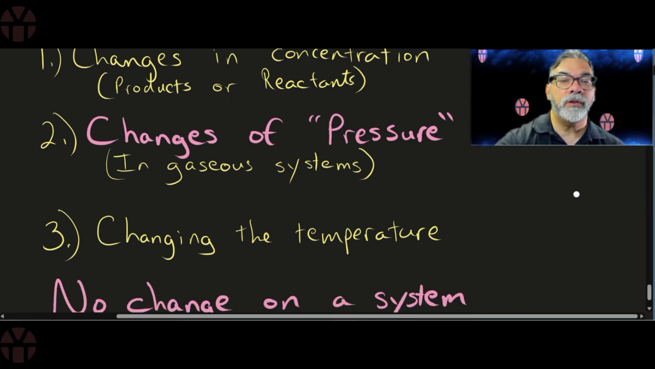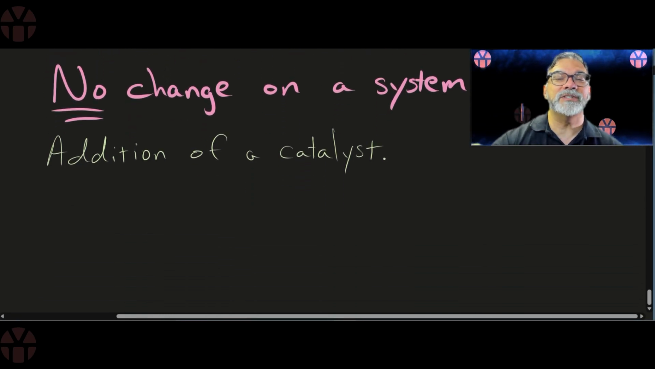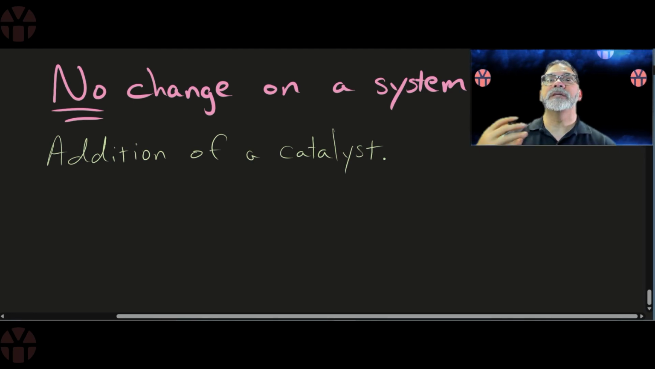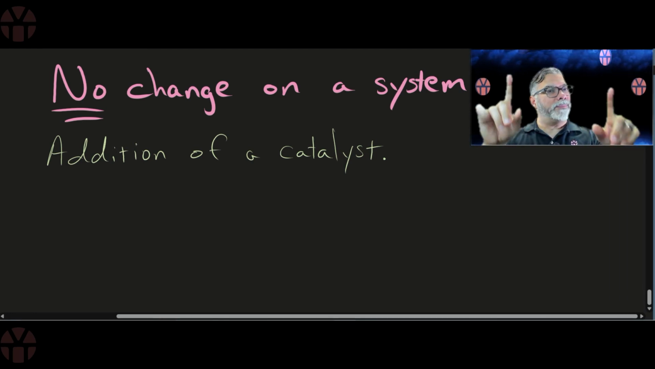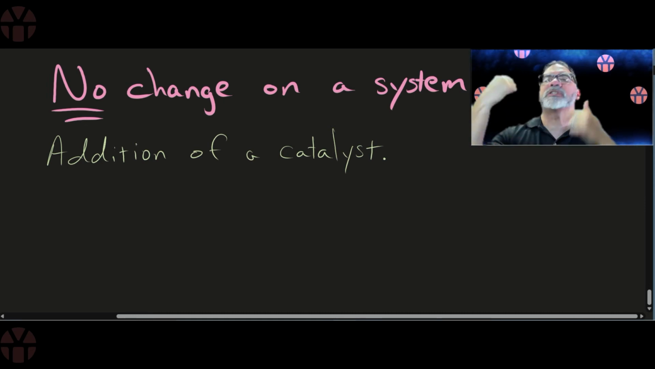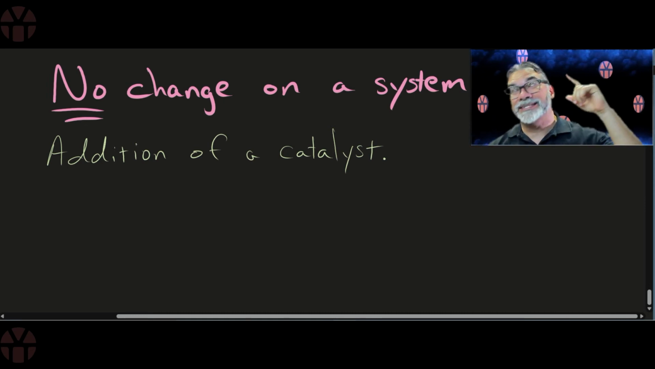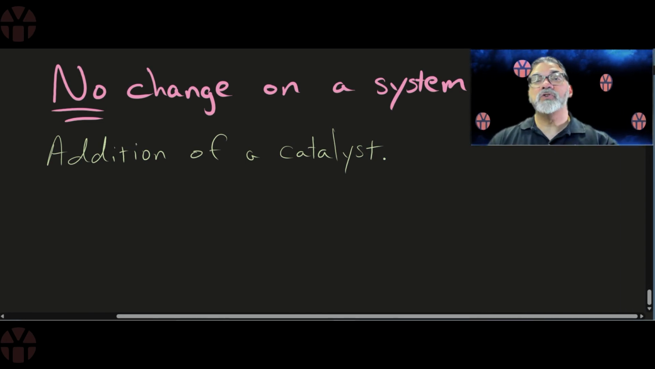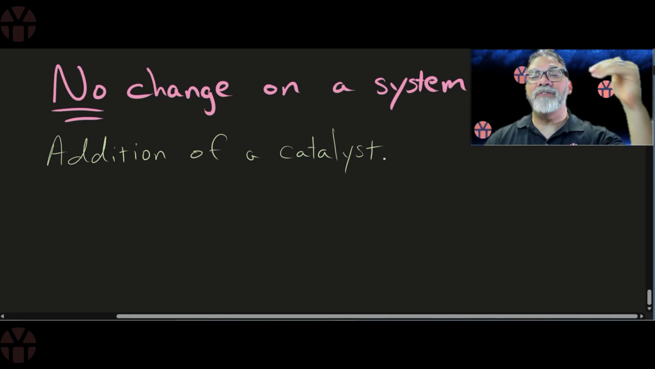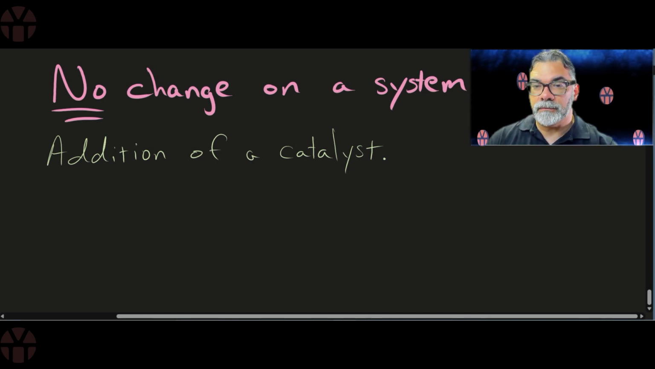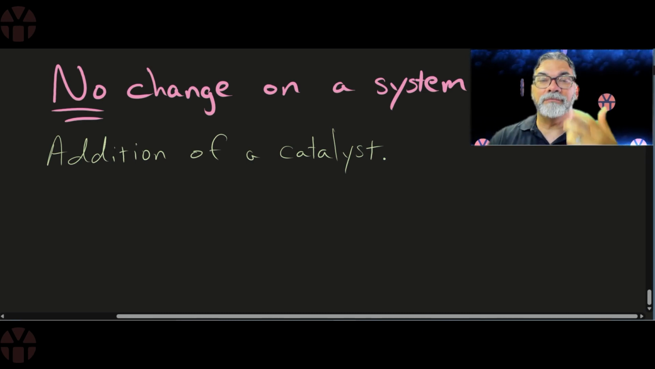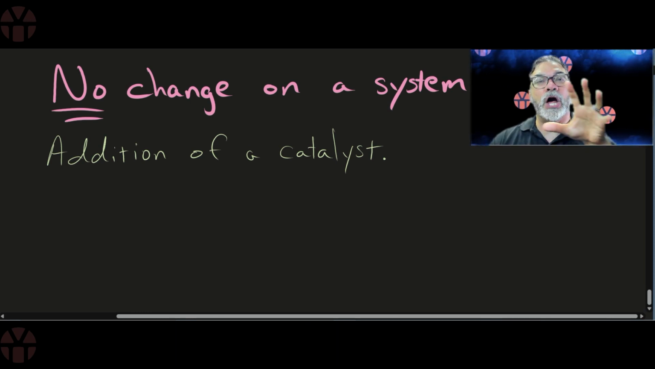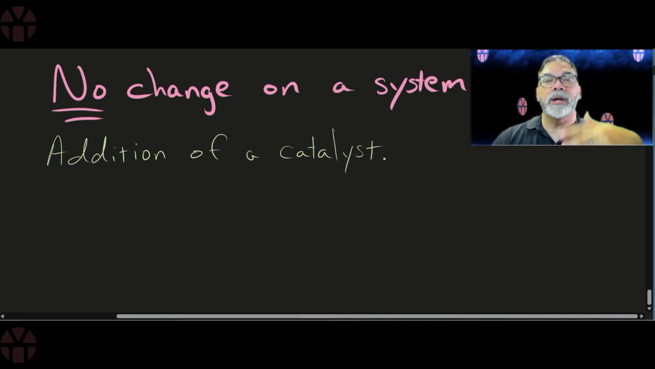Now, there is one thing that we have spoken about that will have zero effect on an equilibrium, and that is the addition of a catalyst. You might be sitting there wondering, doesn't a catalyst speed up a reaction? The answer is it does. The catalyst is going to get us to our equilibrium values faster. It'll get us to whatever the equilibrium constant or the ratio is faster. It will not alter where equilibrium lies.